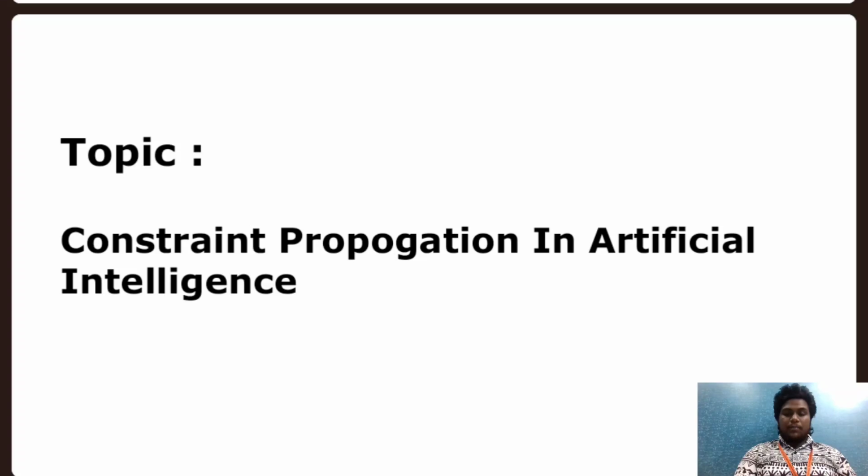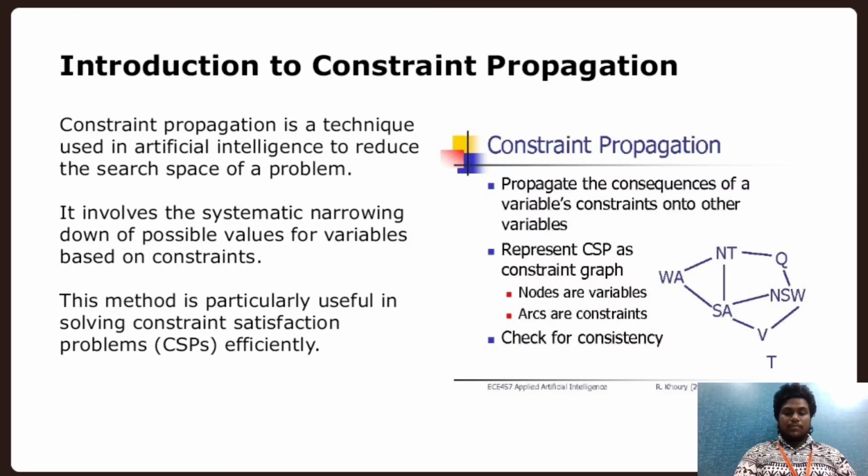Topic: constraint propagation in artificial intelligence. Introduction to constraint propagation. Constraint propagation is a technique used in artificial intelligence to reduce the search space of a problem. It involves the systematic narrowing down of possible values for variables based on constraints. This method is particularly useful in solving constraint satisfaction problems (CSPs) efficiently.